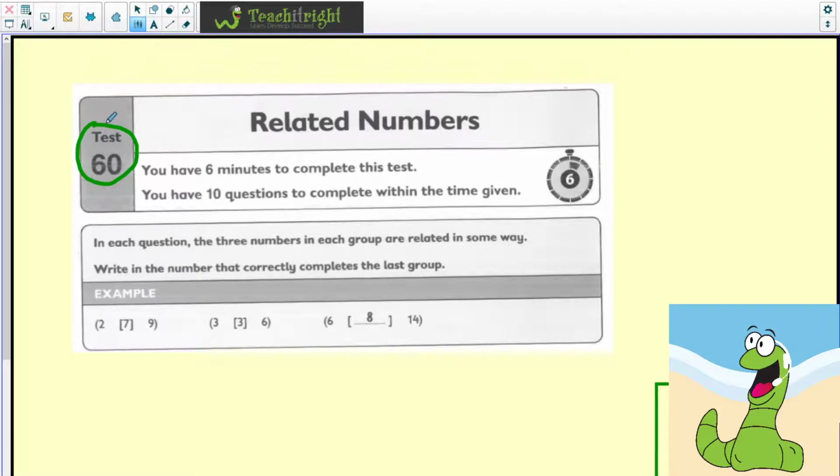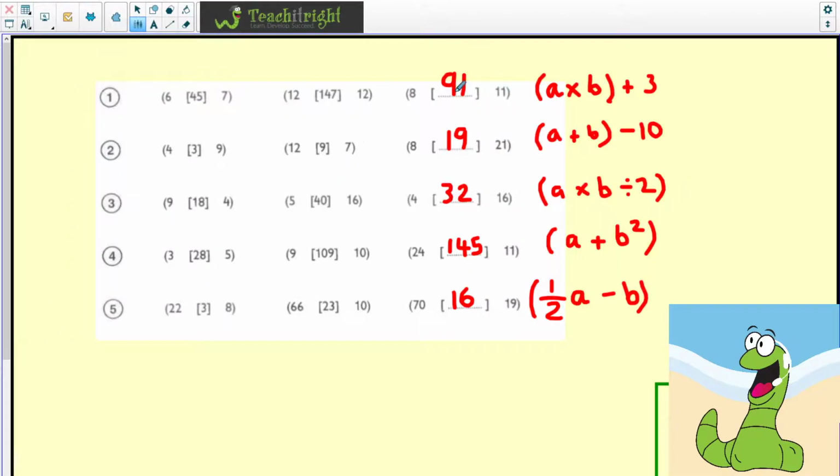So if we look at test 60, that will be on page 66, and this is a lovely one to do because it's actually the last test in your book. So you can give yourselves a real big pat on the back because you've got to the end of your book theoretically with this one. Let's have a little look at what we've got. So we've got a times b plus 3 is 91. 19, that was a plus b.